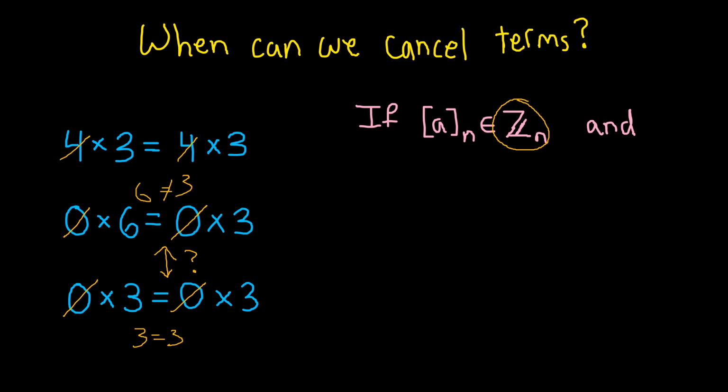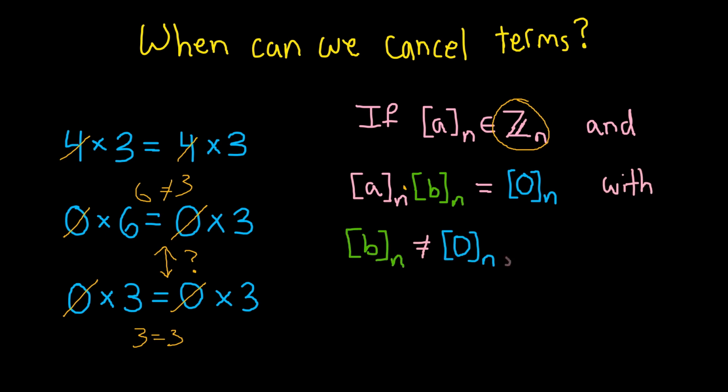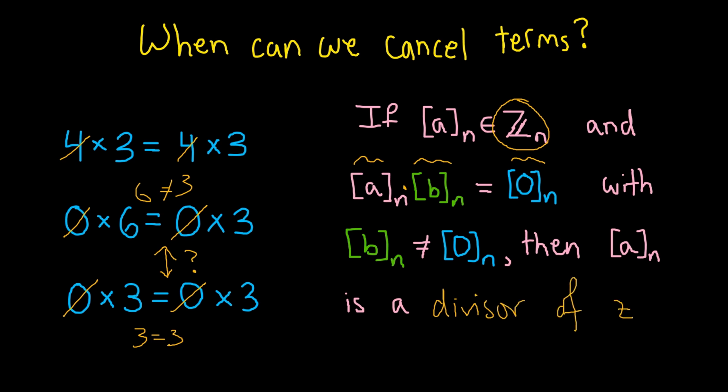We can introduce this uncancelable term. I'm going to struggle saying that one. Uncancelable term. I'm going to call it... let me define it first. So I'm going to introduce some a mod n in the integers mod n. I'm going to say a mod n times b mod n is equal to 0 mod n. Here's the catch: b mod n isn't 0. So we're taking something times something non-zero and it gives us 0 back. I'm going to call a mod n a divisor of 0, or 0 divisor.